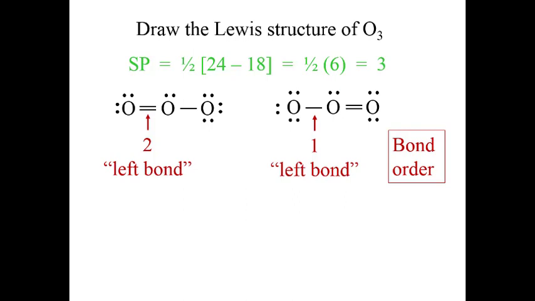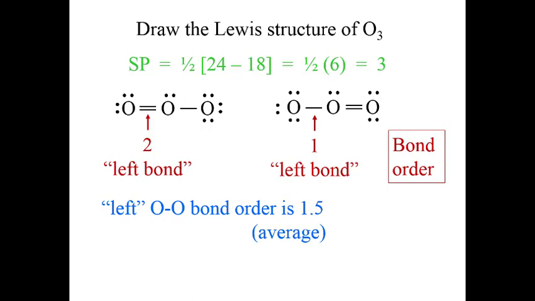So how are we to report the bond order? Here we would take the average. The left O-O bond has a bond order of 1.5. Using the same logic, the right O-O bond also has a bond order of 1.5. Notice these add up to 3, which is the number of shared pairs. Fractional bond orders can exist if there is resonance.